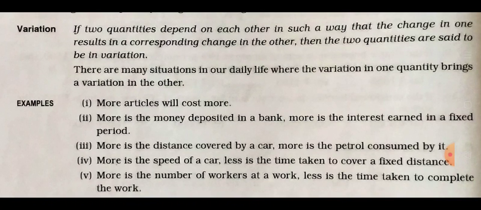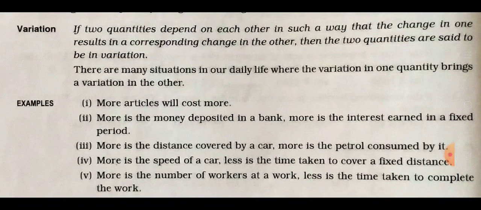So these are some of the common examples of direct variation. It means that if one quantity increases, then the other quantity will increase. And if one quantity decreases, then the other quantity will automatically decrease. Now let's take some examples of indirect variation. More speed of the car, less is the time taken to cover a fixed distance. More is the number of workers, less is the time taken to complete the work. So these are some examples of indirect variation.